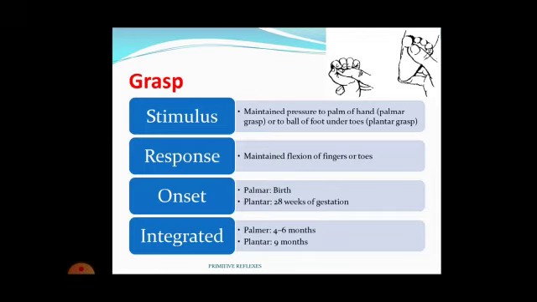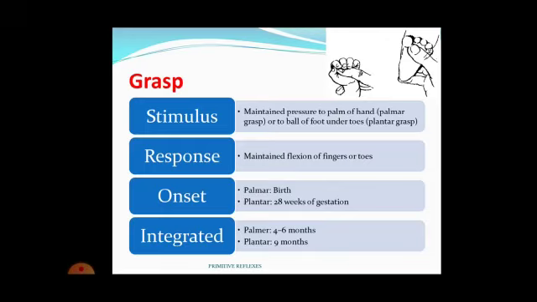So what will be the stimulus? The stimulus is given in the form of maintained pressure to the palm of the hand for palmar grasp and to the ball of the foot under the toes for plantar grasp. What will be the response by the child? There will be maintained flexion of fingers for palmar grasp and maintained flexion of toes for plantar grasp. Onset for palmar grasp is from birth, and for plantar it is from 28 weeks of gestation.